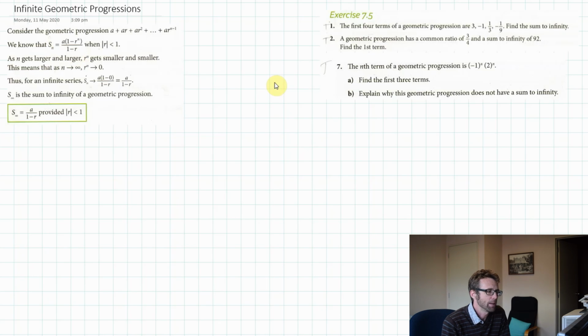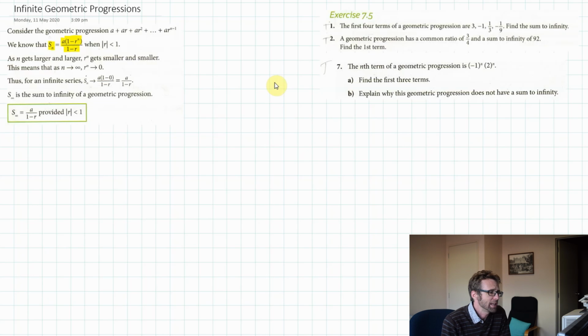We know what the sum formula is. The sum formula of a geometric progression is Sn equals a, your first term in the series, multiplied by 1 minus r to the power of n, all over 1 minus r, so long as the modulus of r is less than 1. So you could have anywhere between minus 1, not including minus 1, up to 1. So fraction values that are positive and negative.